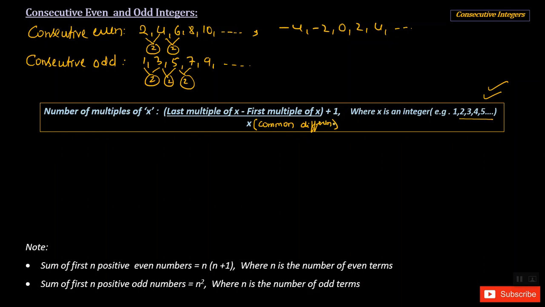Okay. So last multiple of x minus first multiple of x divided by the common difference plus 1. Remember, in a consecutive, our common difference was just 1. That's the reason we just said like last number minus first number plus 1 to calculate the number of terms inclusive, right? But if the numbers are apart from the consecutive, like if we are solving for any multiples of 5, 10, 17, whatever, this is the rule what we need to use. Okay, let's take some example and we'll verify, right?